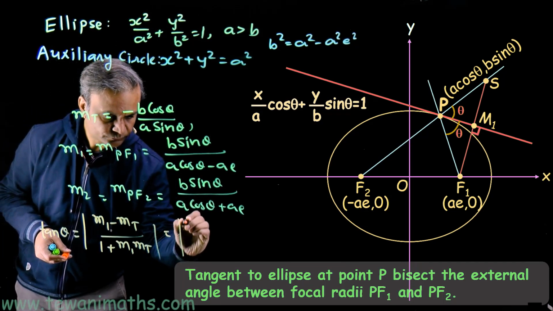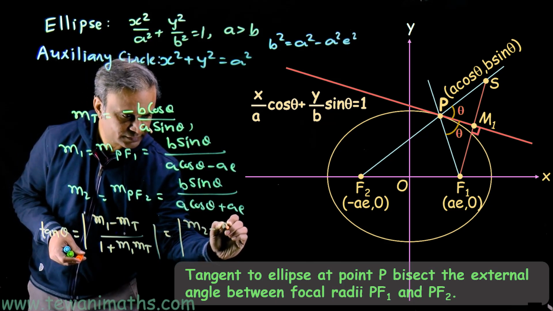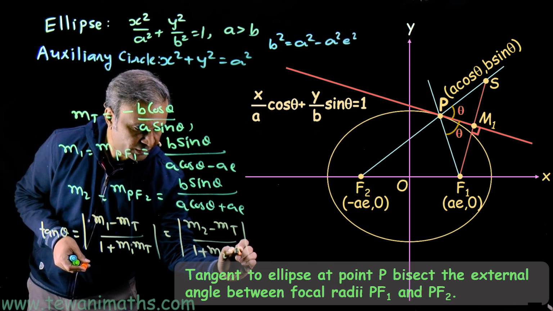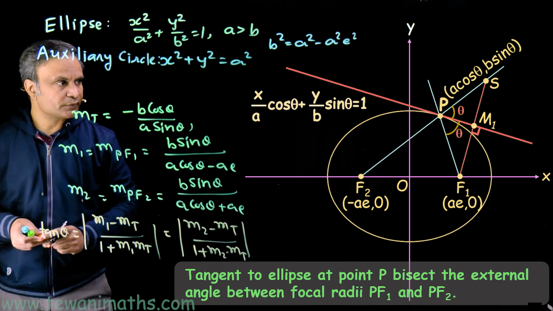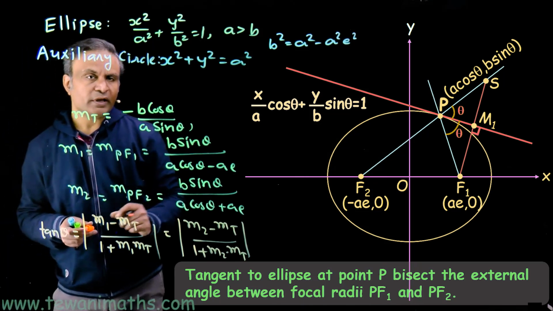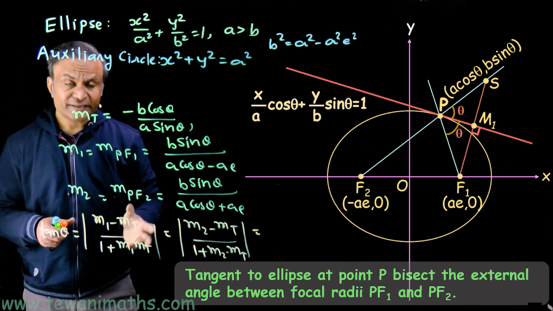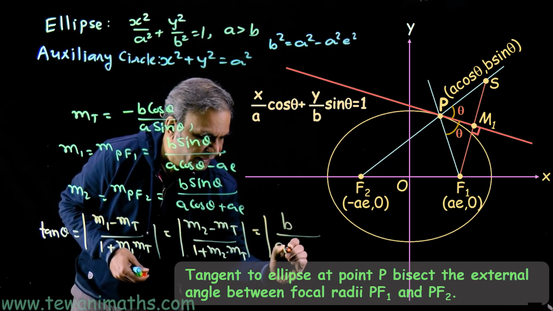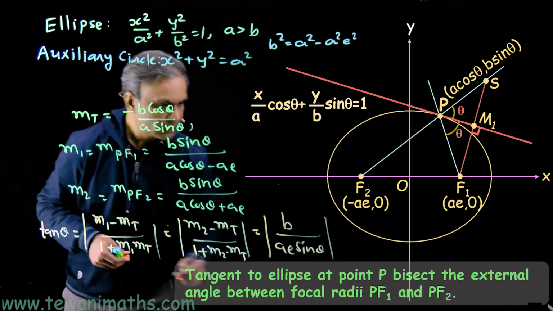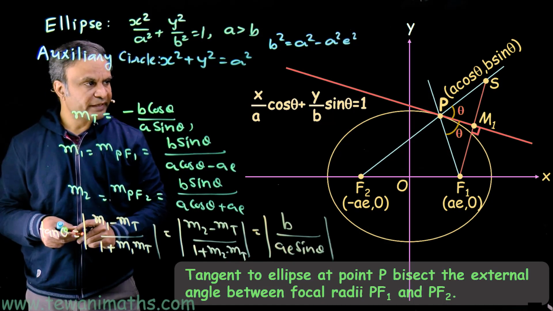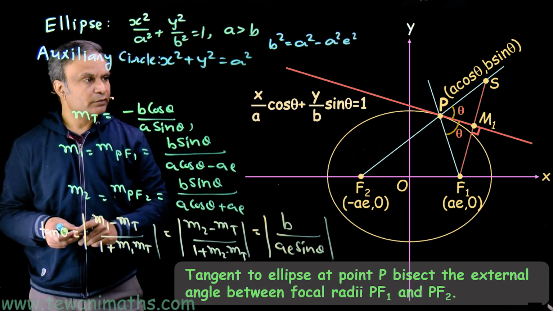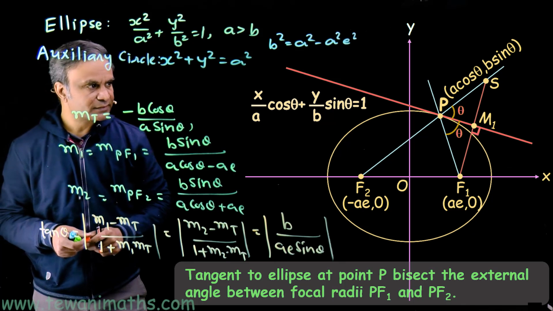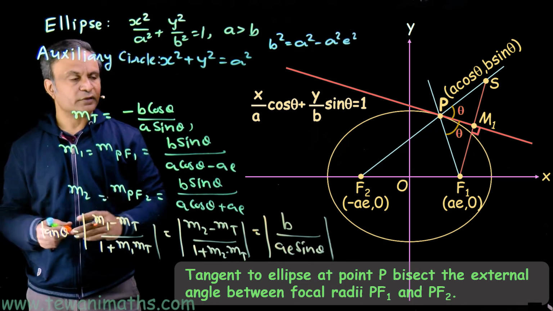This is equal to modulus of (m2 minus mt) over (1 plus m2 mt). This is the tangent of the angle between line PF2 and the tangent line. We can easily prove that these two values are equal, and each value is modulus of b upon ae sin theta. That means the angle between PF1 and the tangent line is equal to the angle between PF2 and the tangent line. That means the tangent bisects the external angle between the focal radii PF1 and PF2.